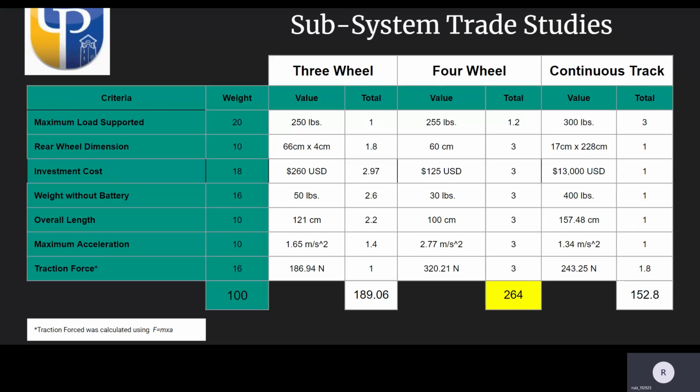When comparing all three, the 4-wheel, the continuous, and the 3-wheel, the 4-wheel comes out on top with 264 points, while the continuous track falls behind due to many specifications that the 4-wheel does even better. The only thing where the 4-wheel falls down is on the maximum load support.